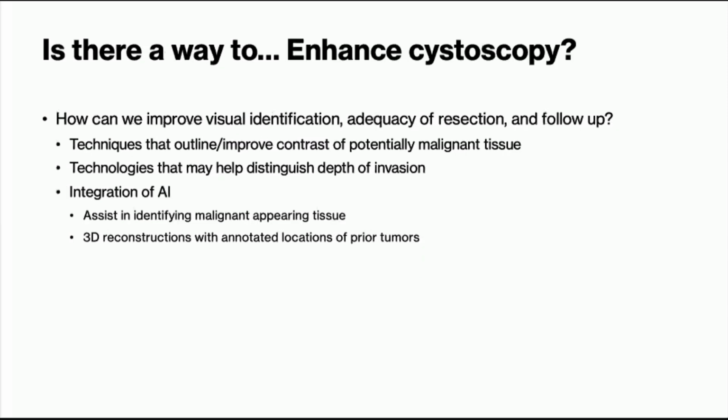In other words, is there a way that you could enhance cystoscopy? Could we improve the identification of tumors? Could we try to improve the adequacy of resection? Is there a way of maybe changing the way that cystoscopy is used as follow-up? Well, you could imagine if we could find a way to improve the contrast or the outline of tissue, that would make it easier to resect. Perhaps there are technologies that are coming out that would help you identify the depth of invasion, which we'll talk about. And as a very growing topic, how can AI be integrated as well into this whole context?